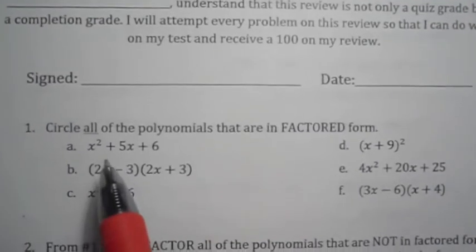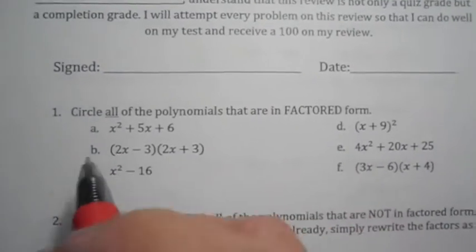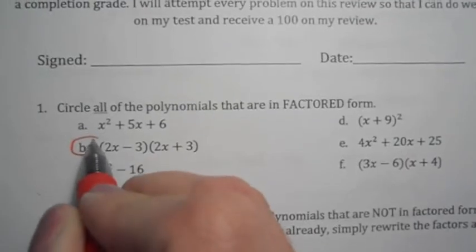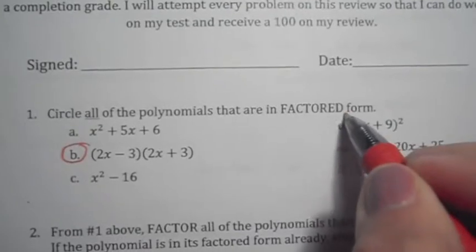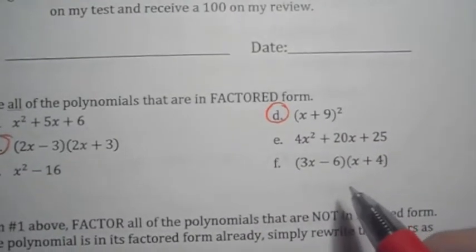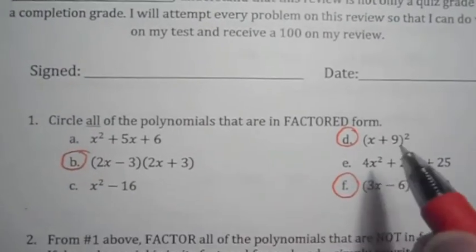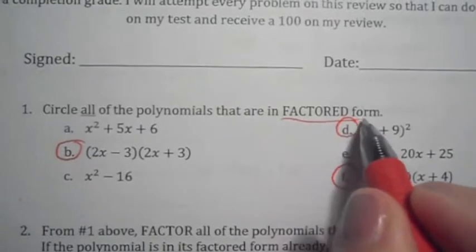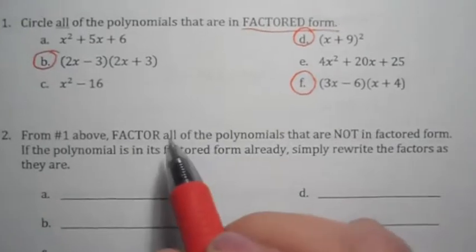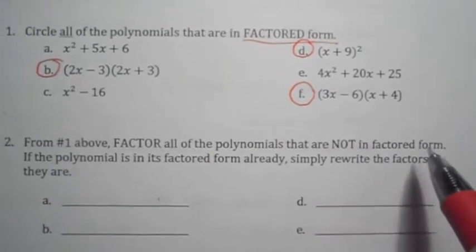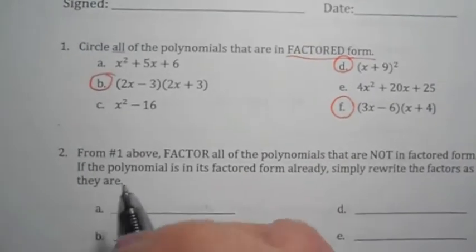Alright, let's get started. Number 1, circle all of the polynomials that are in factored form. That would be B, that's a factor, that's a factor. D is a factor, and F. B, D, and F are all in factored form. Number 2 says, from number 1 above, you need to factor all of the polynomials that are not in factored form. And if they are already in factored form, just simply rewrite them.